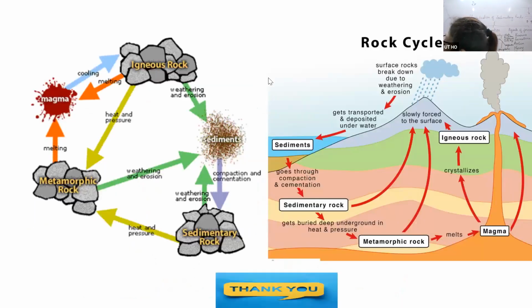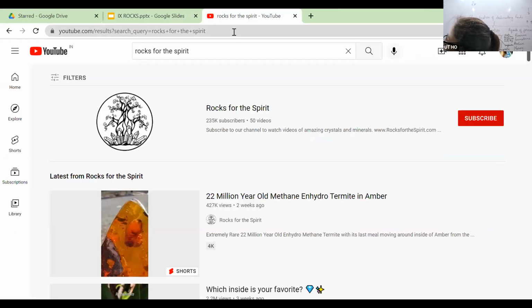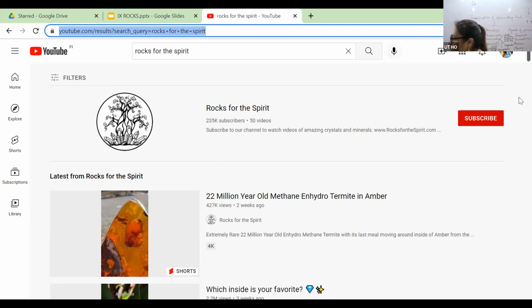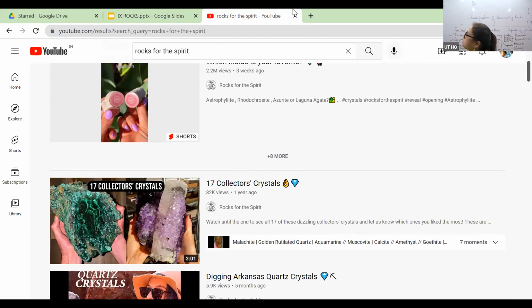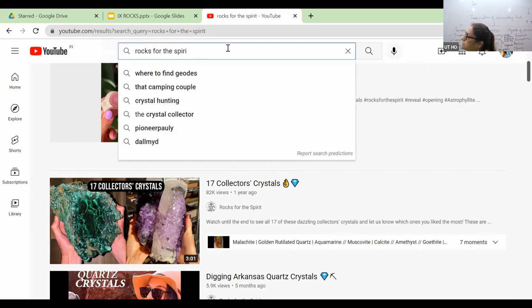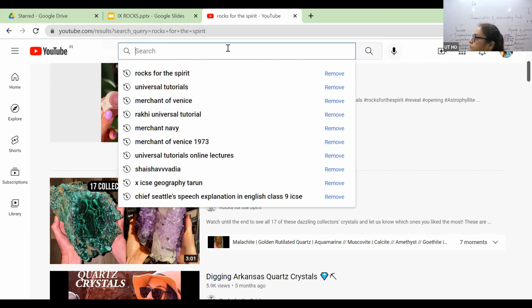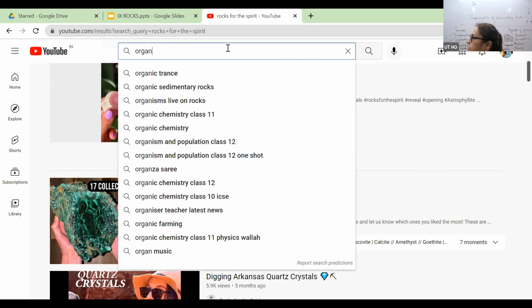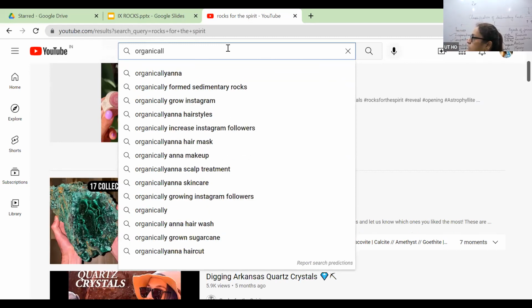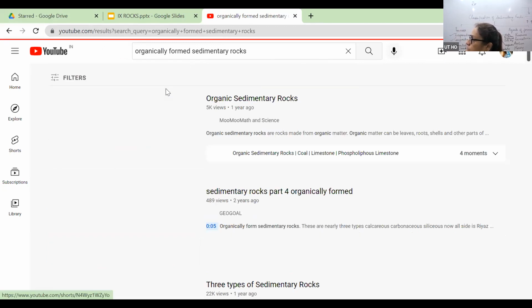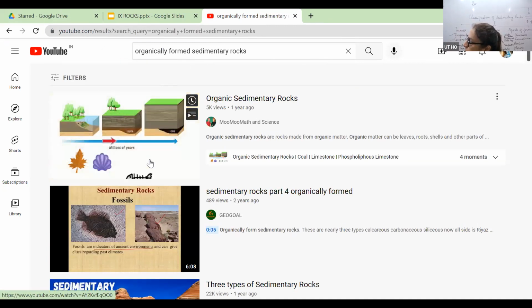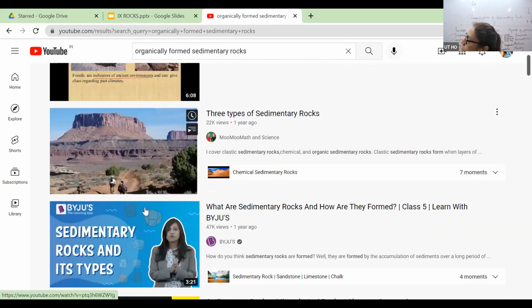Escape. Escape is the only option. Type. That's just the one. This only organically formed. Then it's come. Below that is rocks. See the first one only.